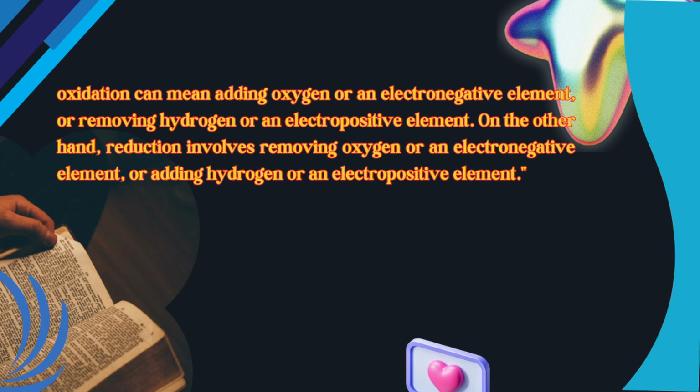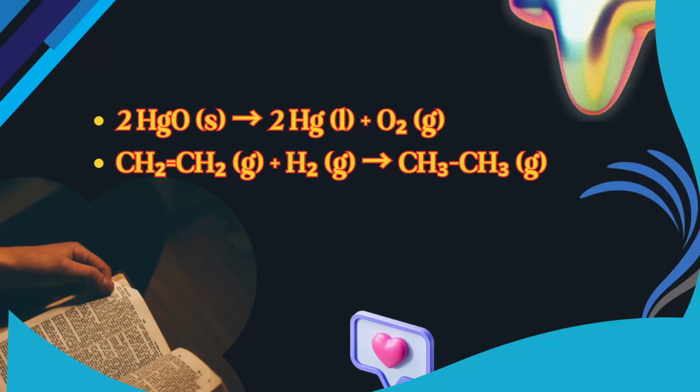On the other hand, reduction involves removing oxygen or an electronegative element, or adding hydrogen or an electropositive element. For instance, in reduction, oxygen is removed from mercuric oxide or hydrogen is added to ethene to form ethane. Since oxidation and reduction occur together, we refer to them collectively as redox reaction.